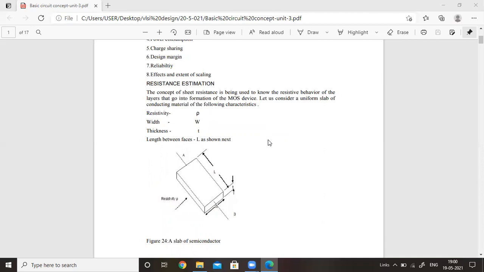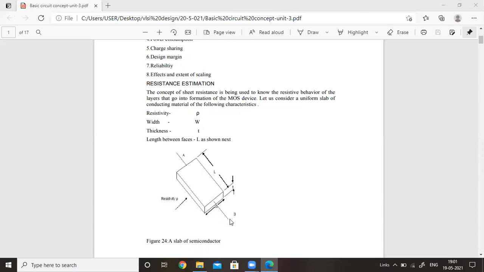Okay, so in order to estimate that resistance, let us consider a uniform slab of conducting material whose width is W. This is the width of the conducting slab, this is the thickness of the conducting slab, and this is the length of the conducting slab.